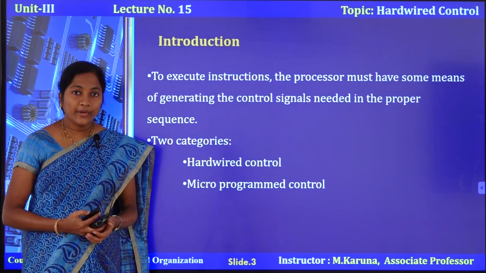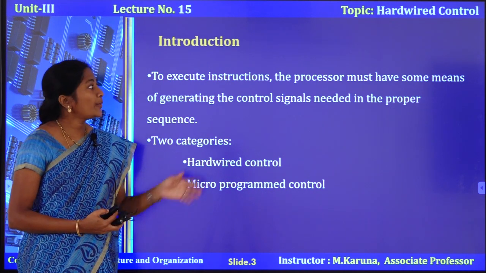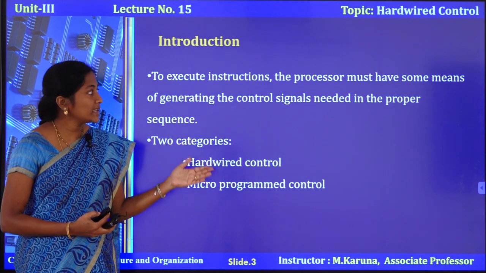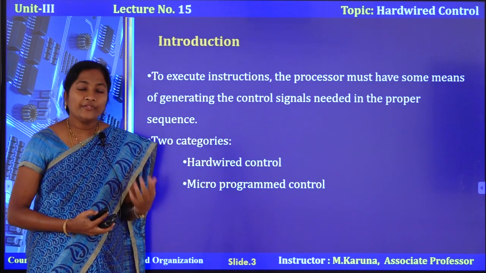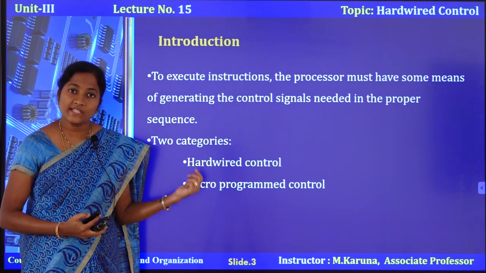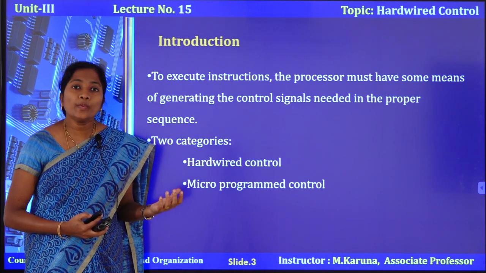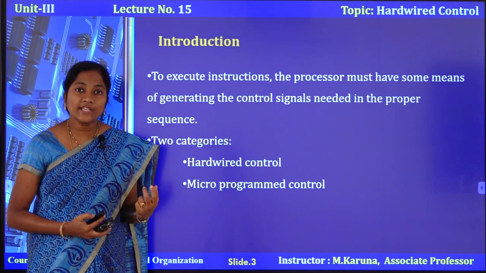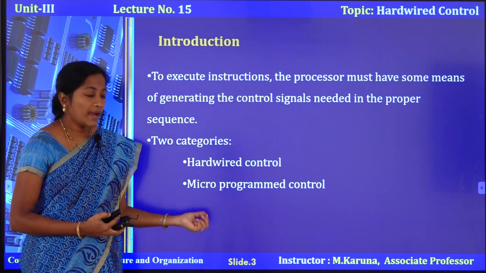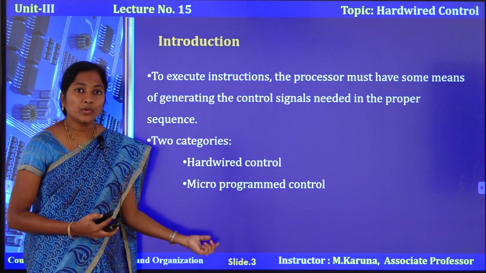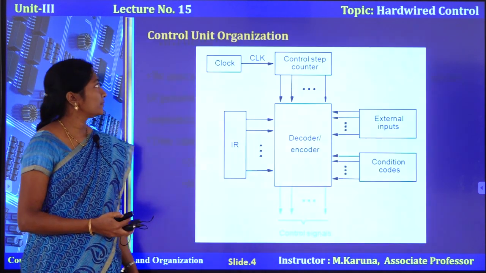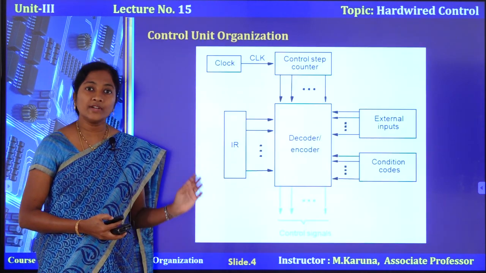Introduction. To execute an instruction, the processor must have some means of generating control signals in proper sequence. Different computer organizers use different techniques to solve this problem. So, there are two ways to implement the generation of control signals. Those are hardwired control and microprogrammed control. In this video, we will concentrate on hardwired control. Let us see the organization of the control unit.